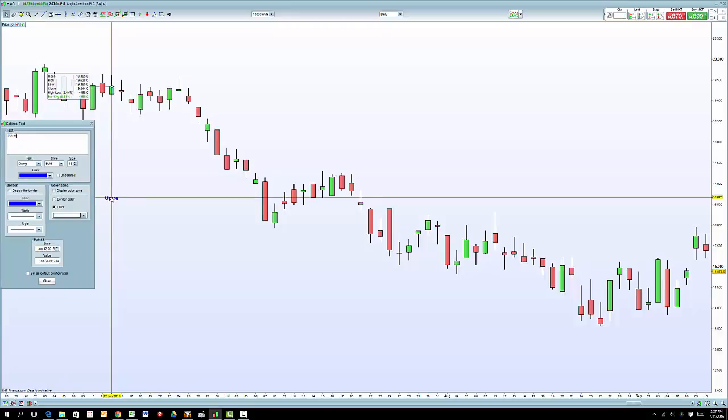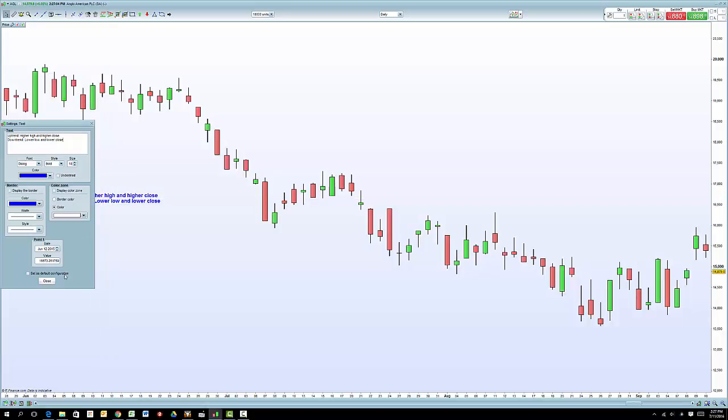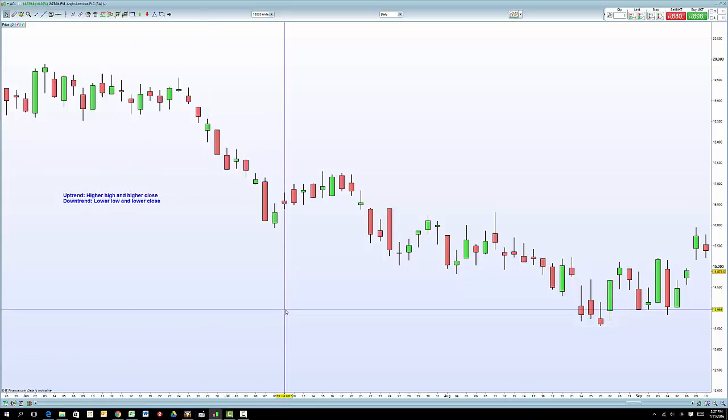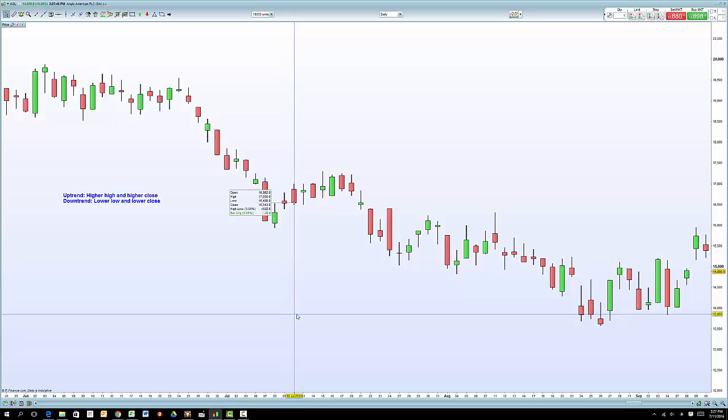In an uptrend, you need a higher high and higher close. In a downtrend, you need a lower low and lower close. Now that is definitely not nuclear science, and it's quite obvious. But what often happens is the way in which those very simple concepts are interpreted can be very different depending on the trader that you're talking to.